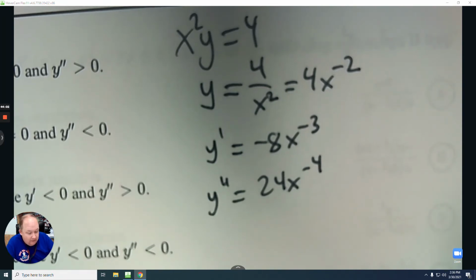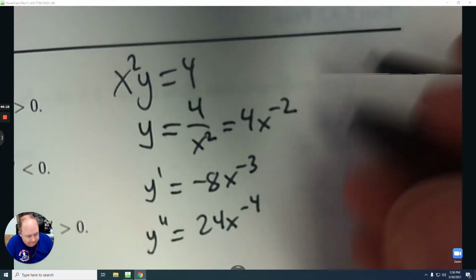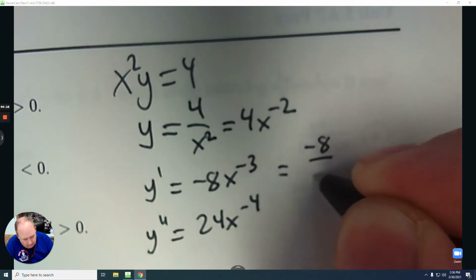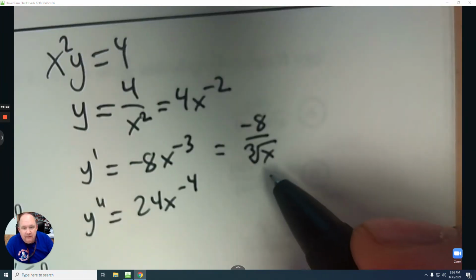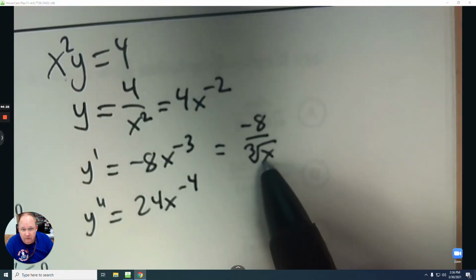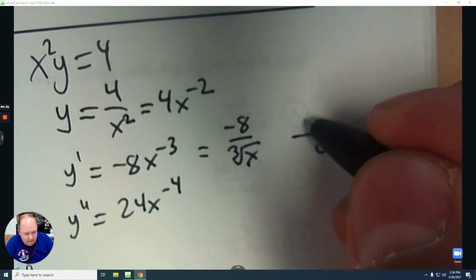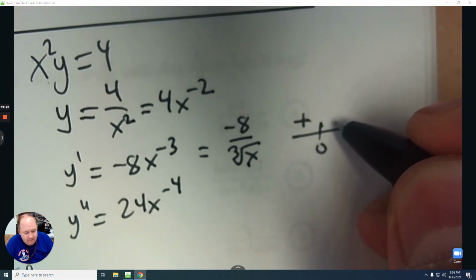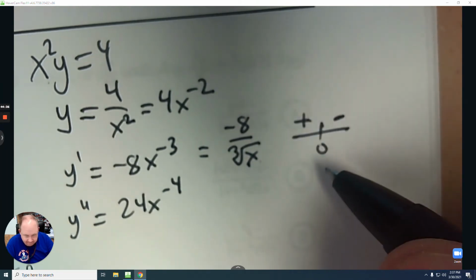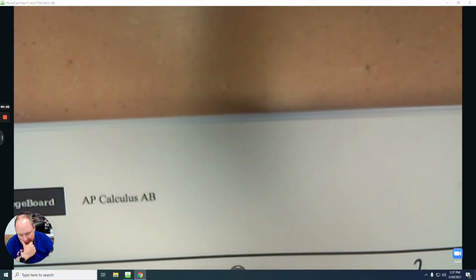So A says there's a relative minimum because the first derivative equals 0 and the second derivative is greater than or equal to 0. If I look here, this is negative 8 over the cube root of x. There's no doubt that x can equal 0 here, but here it's undefined, which is fine. That creates a critical value. If I plug in a negative number, it's positive. If I plug in a positive number, it's negative. So at 0, there's a maximum. So I know that A is wrong.